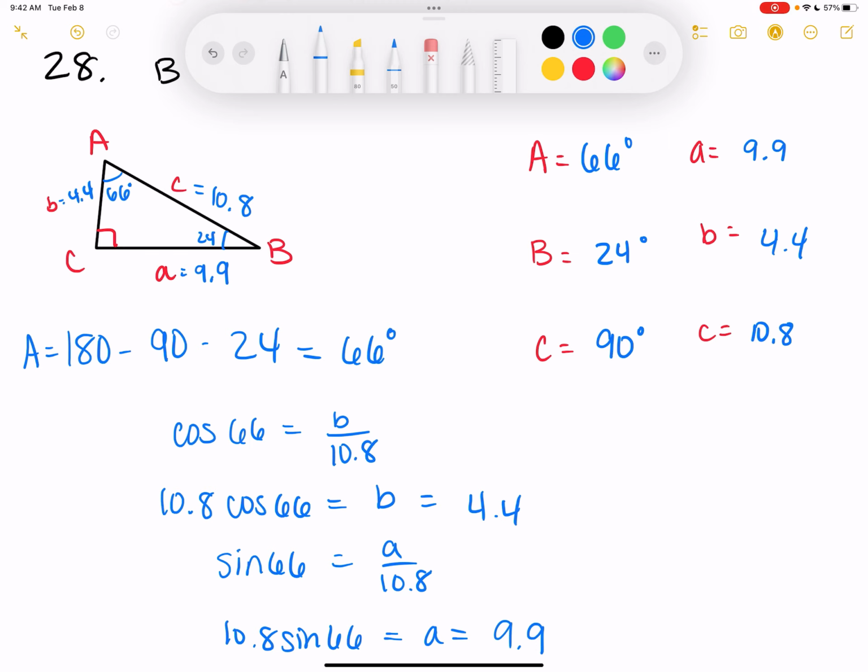What do we get? What is angle A? 66? Okay, B was known, C was known. All right, side A, 9.9. B, 4.4. And then C was known to be 10.8.